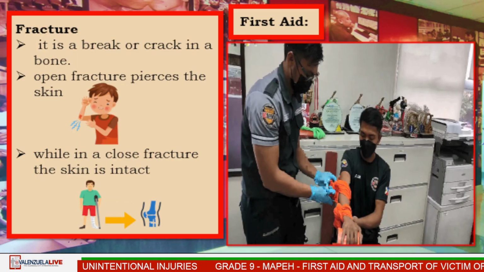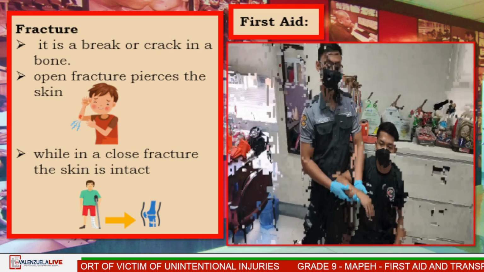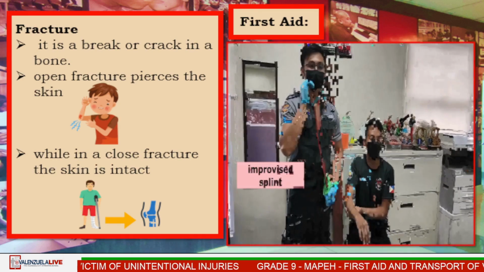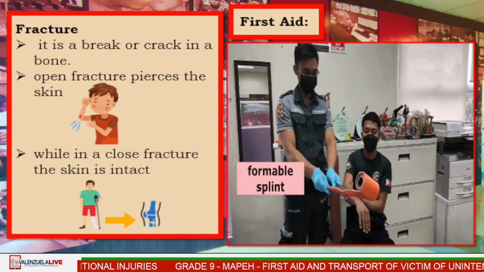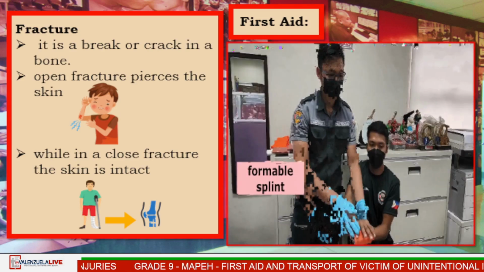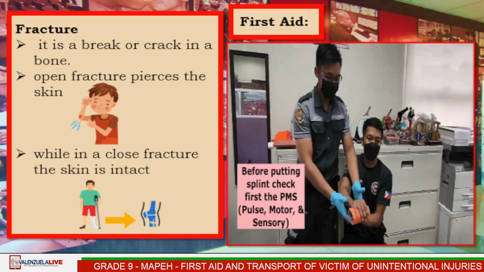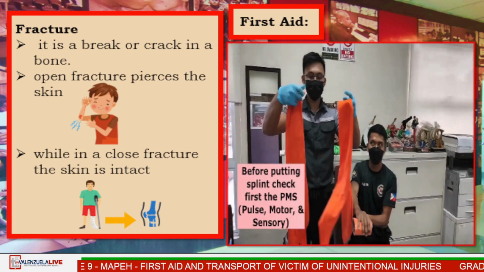Fracture is a break or crack in a bone. An open fracture pierces the skin surface, while in a closed fracture, the skin above is intact. First aid technique: check the vital signs. Do not move the injured part, but if the victim can move it, you may ask him to hold it. Stop bleeding if there is any.